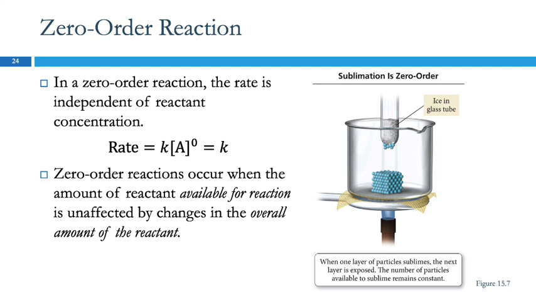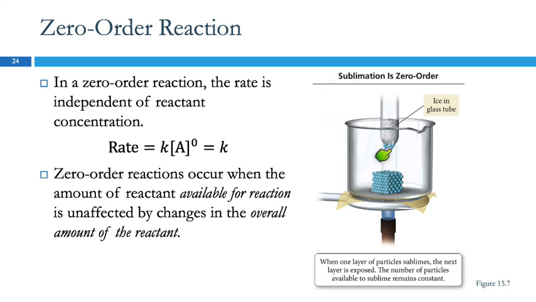Okay, so let's talk about these in order. A zero order reaction. The rate is independent of the reactant concentration, so the rate is just equal to a constant. Now, how does this happen? Because it seems to make sense that as the reactant concentration gets smaller and smaller, you have a slower reaction. So how can it just stay the same? Well, this is going to happen in certain situations. A sublimation is an example.